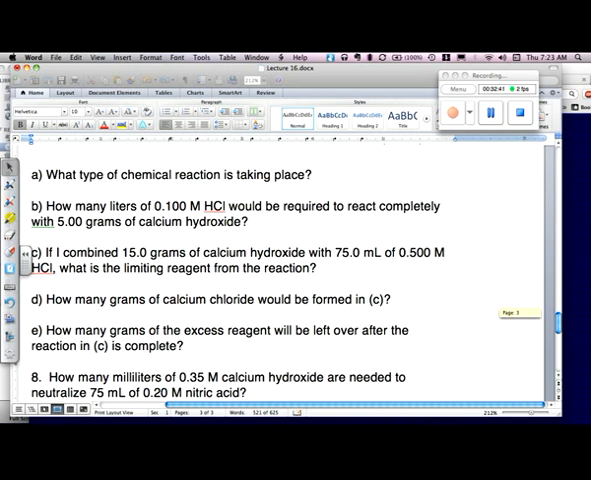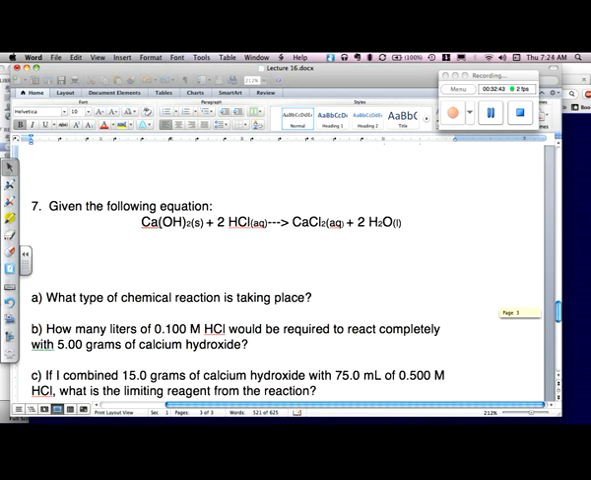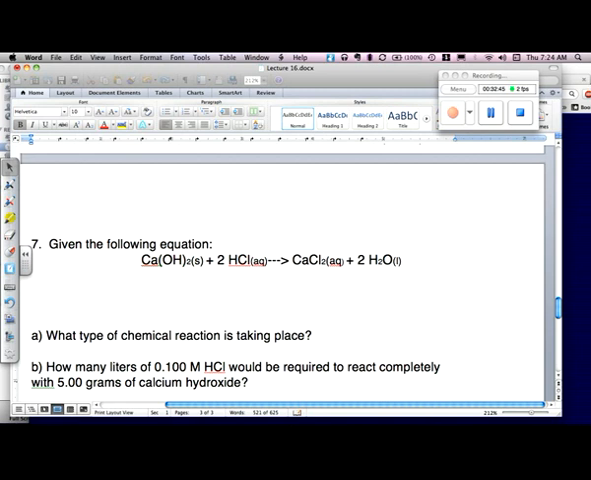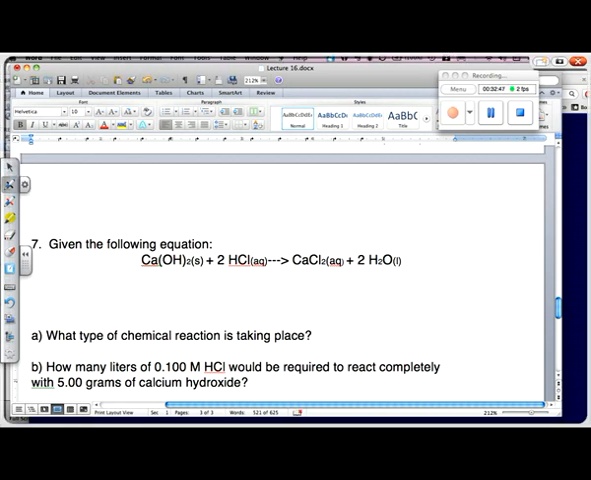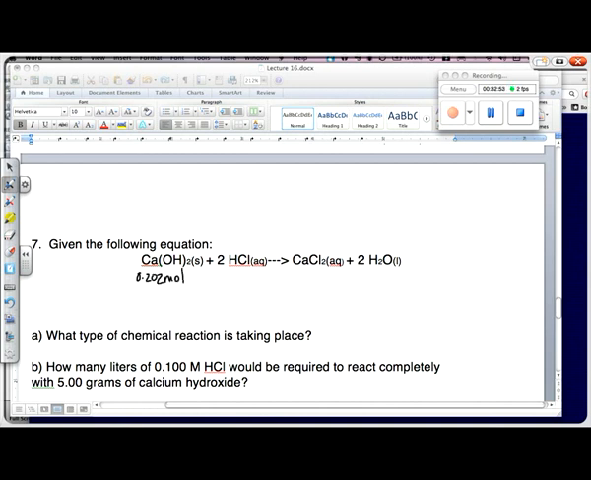How many grams of the excess will be left over? Let's come back and put in the amounts that I wrote down. I had 0.202 moles of the calcium hydroxide, and I had 0.0375 moles of the HCl. Go back to the limiting reactant. You have to figure everything from the limiting reactant, and move to the excess times 1/2.